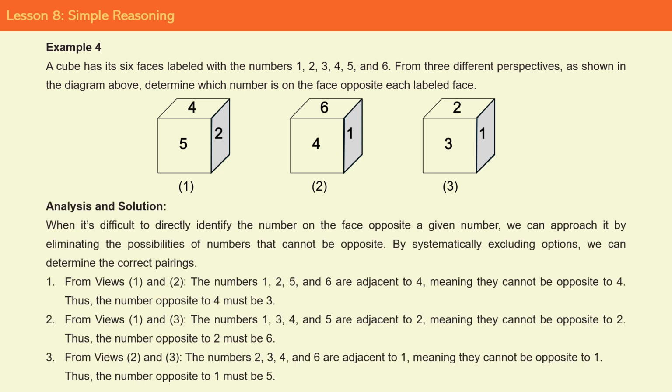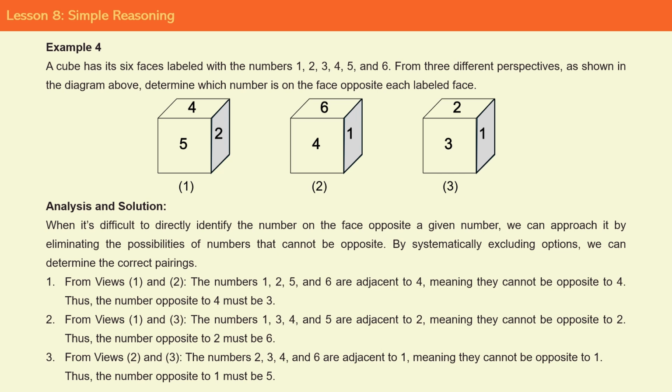When it's difficult to directly identify the number on the face opposite a given number, we can approach it by eliminating the possibilities of numbers that cannot be opposite. By systematically excluding options, we can determine the correct pairings. From views 1 and 2, the numbers 1, 2, 5, and 6 are adjacent to 4, meaning they cannot be opposite to 4. Thus, the number opposite to 4 must be 3.